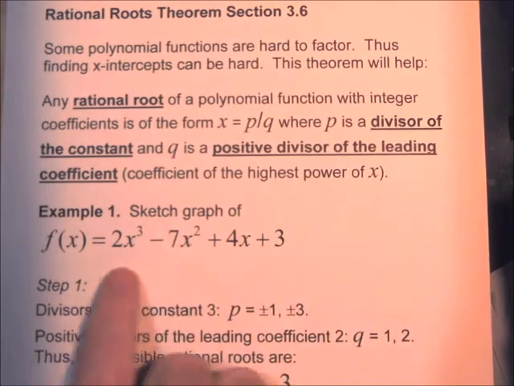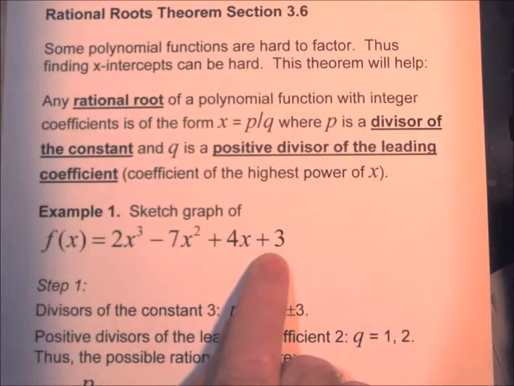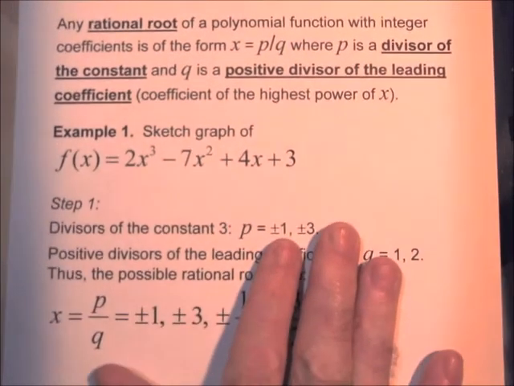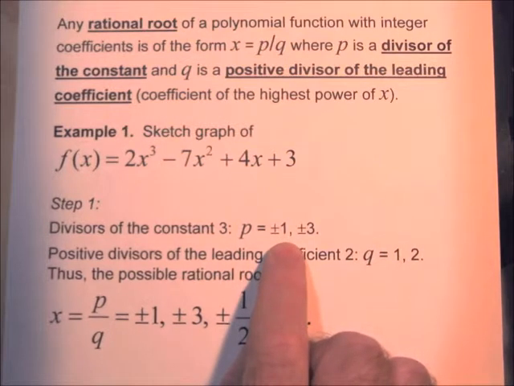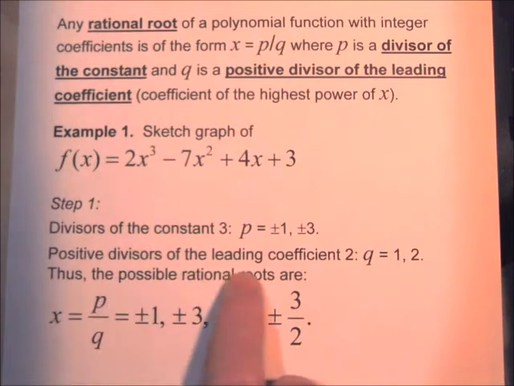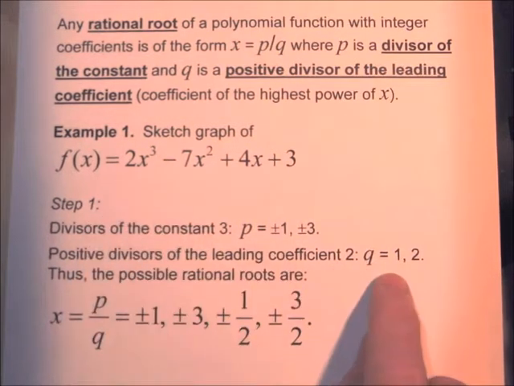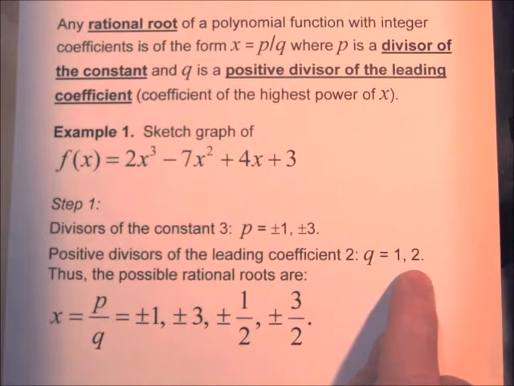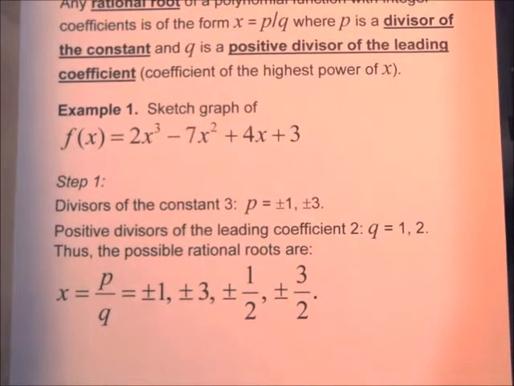Example: sketch the graph of f of x equals 2x cubed minus 7x squared plus 4x plus 3. Divisors of the constant, a divisor of 3, that would be p: plus or minus 1, or plus or minus 3. The positive divisors of the leading coefficient, which is 2, would be 1 and 2. And then the possible rational roots, rational meaning fraction, are going to be p over q.